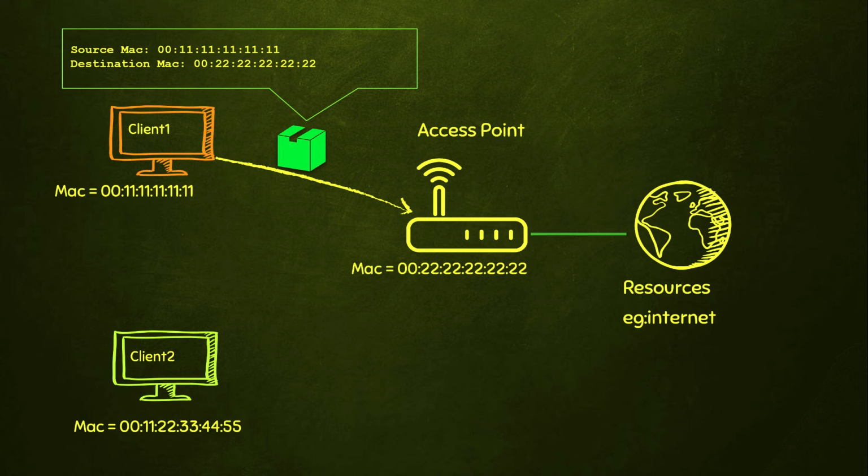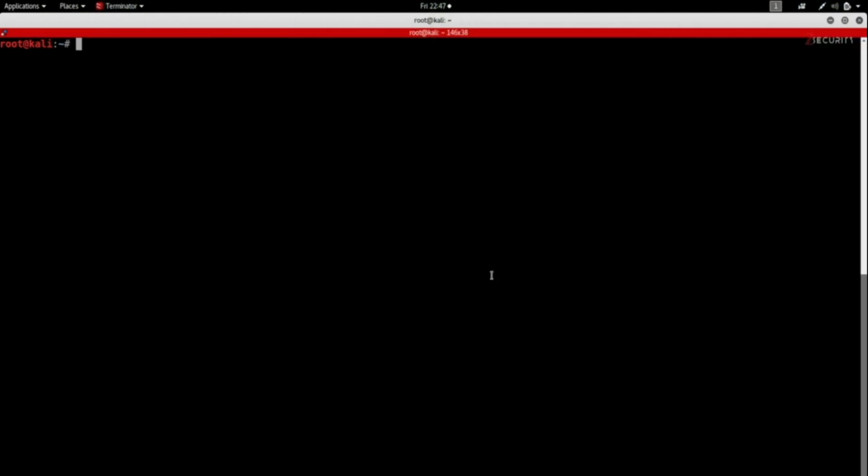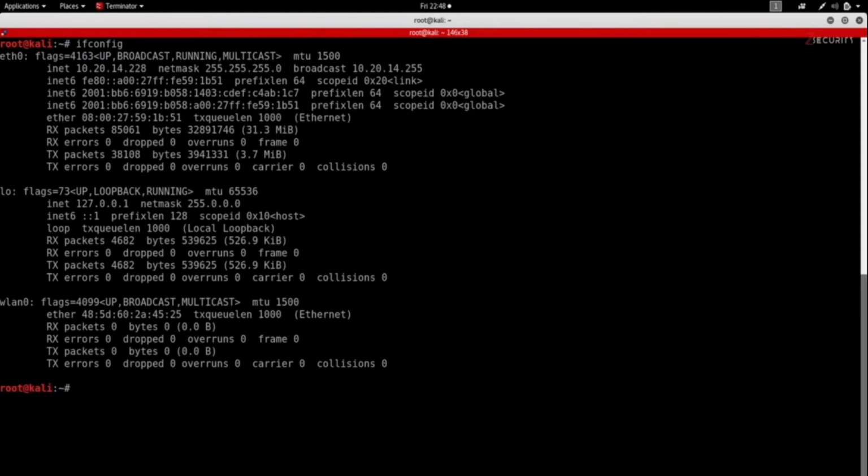Now, changing the MAC address is very simple. So let me show you how to do that. First of all, I'm going to use the ifconfig command to list all the network interfaces available on my Kali machine. What I mean by network interface is any device that allows us to connect to a network. So an example is a Wi-Fi card or an Ethernet card and so on.